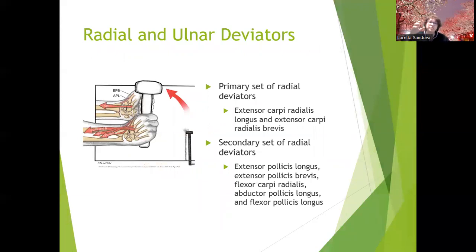So the primary set of radial deviators is the extensor carpi radialis longus and the extensor carpi radialis brevis. So the radial deviators. Some of the finger and hand muscles, hand extrinsics, also do it. That's the secondary set, and we'll talk about them soon. So when we're doing a radial deviation motion, like lifting up a hammer to pound it down, our primary radial deviators are the extensor carpi radialis longus and brevis.